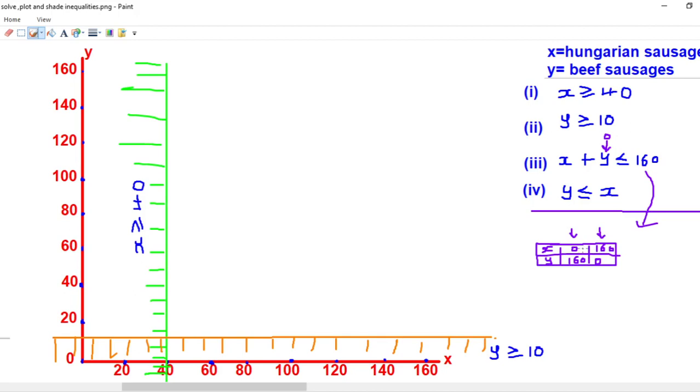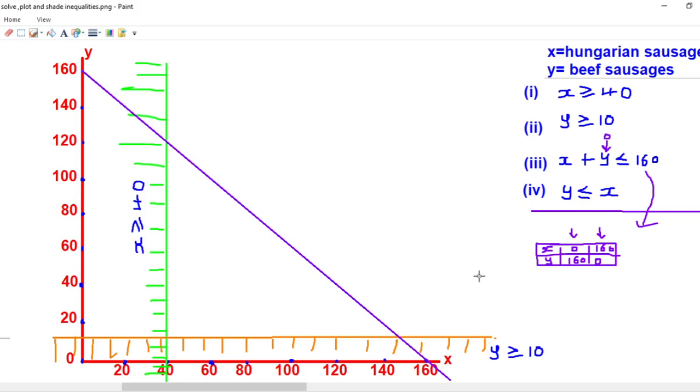So we are going to get these points and shade them. Point number 1 here, we have 0, 160. 160 is in the y-axis, so let's just go ahead and plot that. 160 is in the x-axis, right? And then we have another 160 in the y-axis. So we're just going to have this straight line there representing this inequality, right?